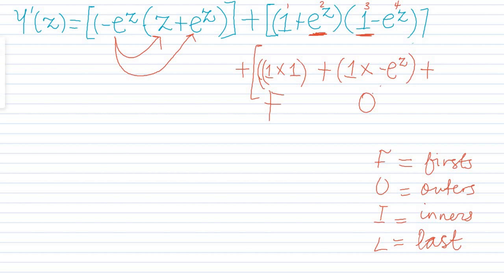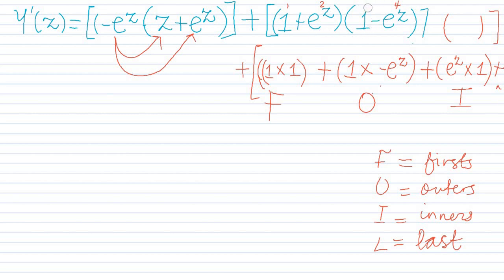So that's going to be plus e to the z multiplied by 1, right? And that is inners. And then we're going to put the last one here. Let's just put it at the top, plus last, right? What does last stand for? Last is basically the last terms in each one of the brackets.